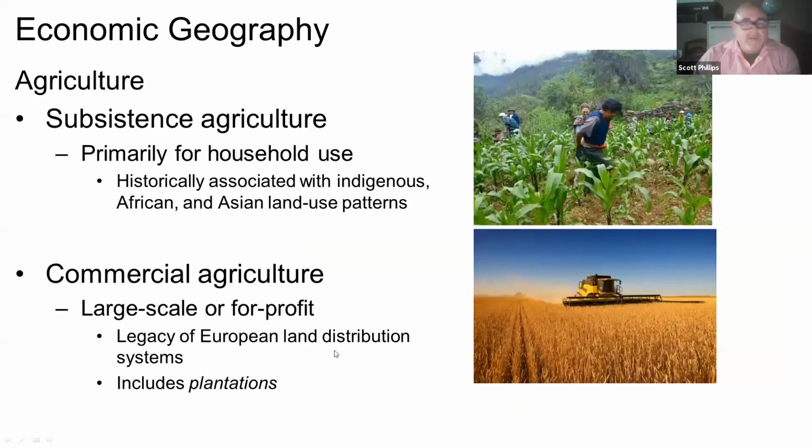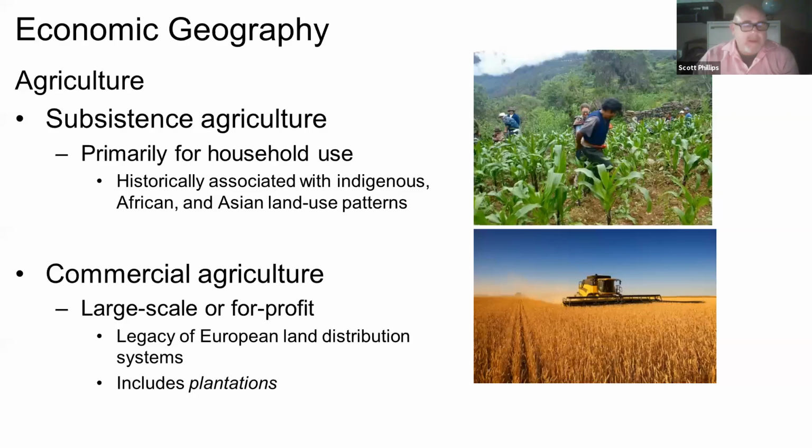So let's talk a little bit about agriculture, just to define some terms. There are different types of agriculture in the world. There is subsistence agriculture. That's primarily where you grow it for household use. You grow food to eat the food. And this is practiced in many parts of the world: Latin America, Africa, Asia, where farming is done primarily to eat the products that are grown.